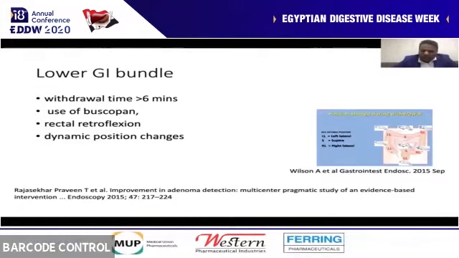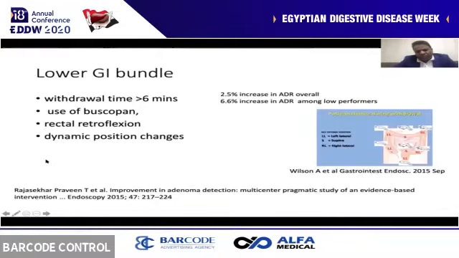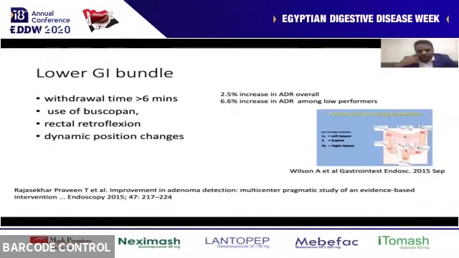There's a study which was done in the northeast of England where they introduced a bundle, and all the patients had a minimum withdrawal time of more than 6 minutes, and used Buscopan, retroflexion in the rectum, and dynamic position change. And they found that there was a 2.5% increase in the adenoma detection rate, and a 6.6% increase particularly in those who had much lower adenoma detection before the introduction of this bundle, suggesting that these are very useful interventions that you may want to use in day-to-day practice.